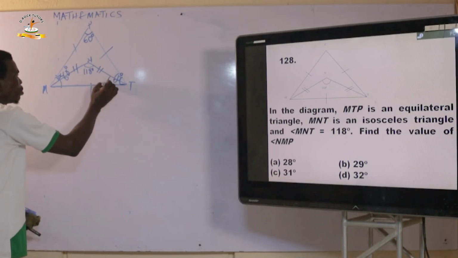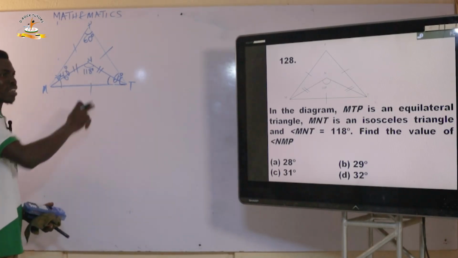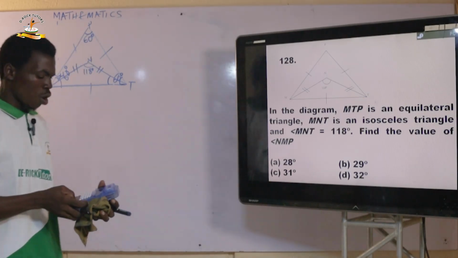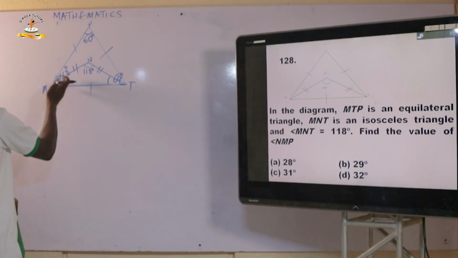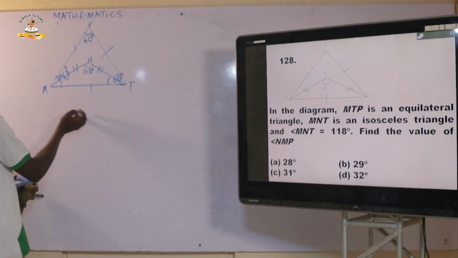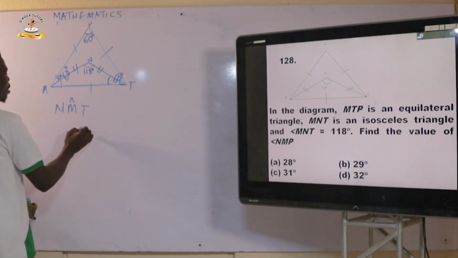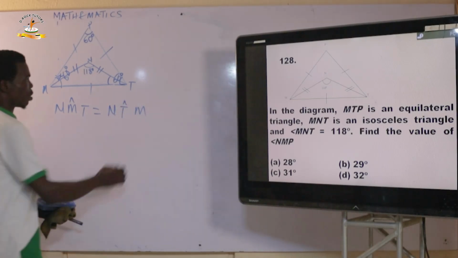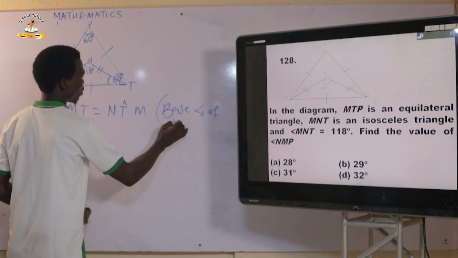So to get this base angle, since base angles of an isosceles triangle are equal, I simply subtract 118 from 180, because the total angle in a triangle is 180 degrees. So 180 minus 118 will give me the summation of the two other angles of the isosceles triangle. So that is simply 62. So I simply say NMT is equal to NTM.